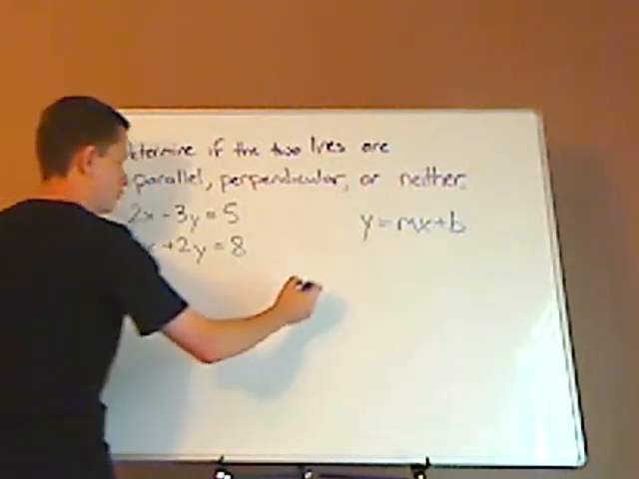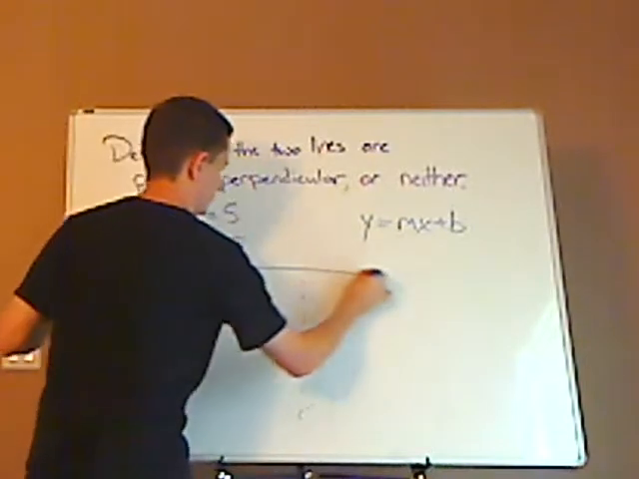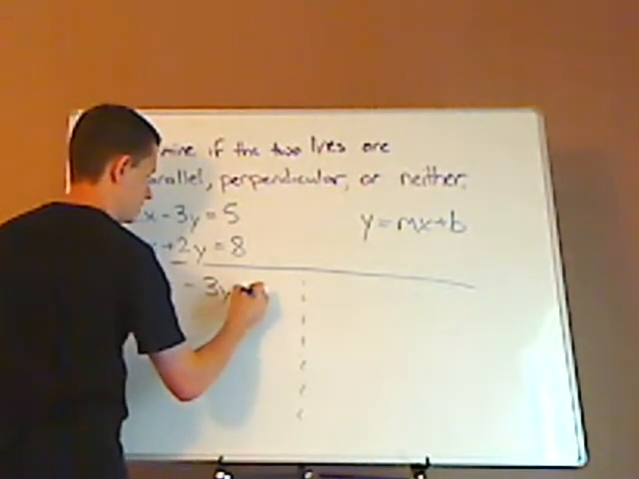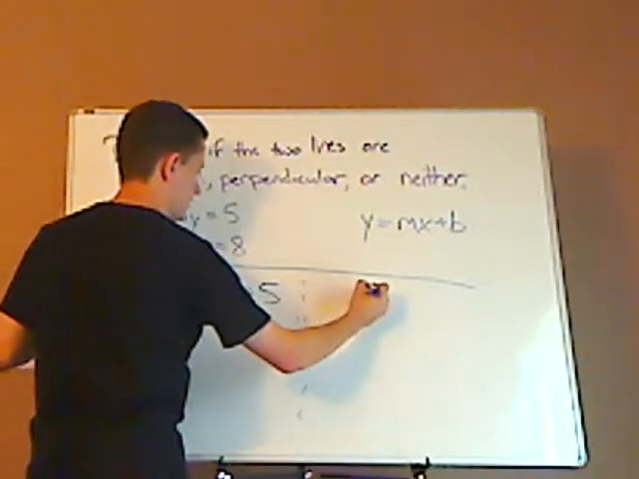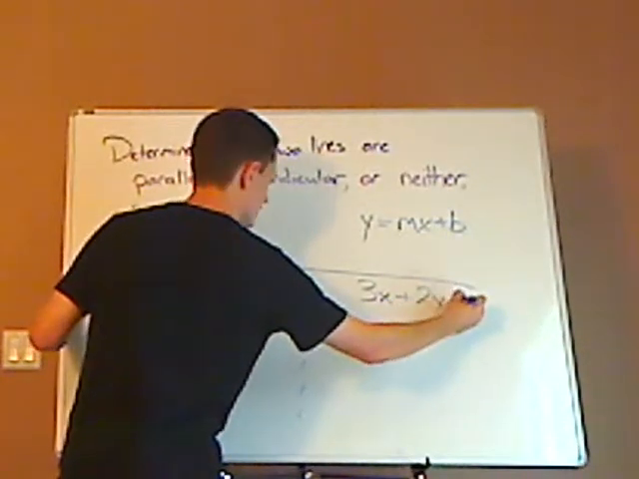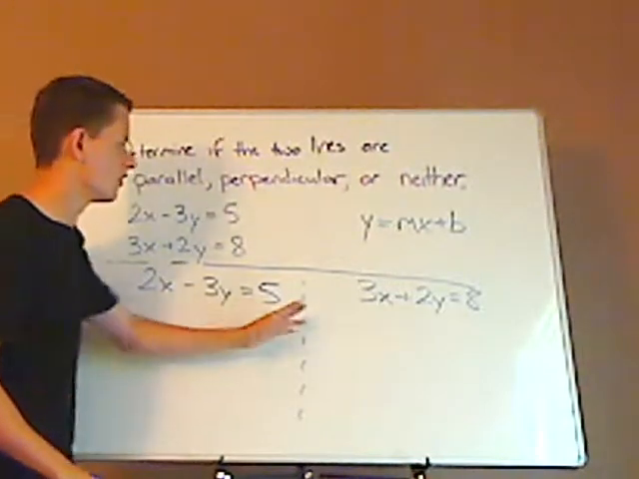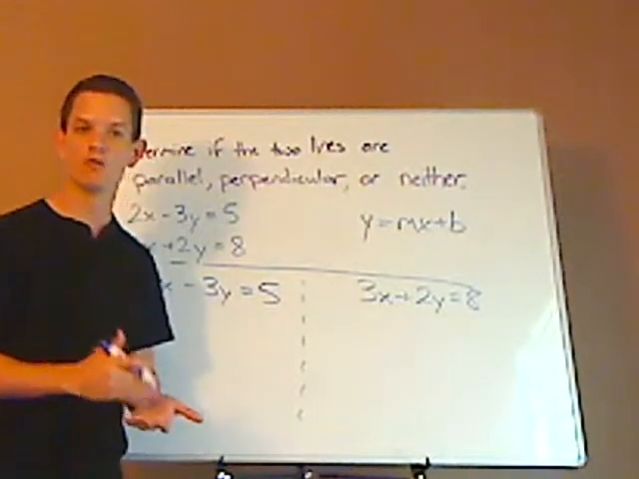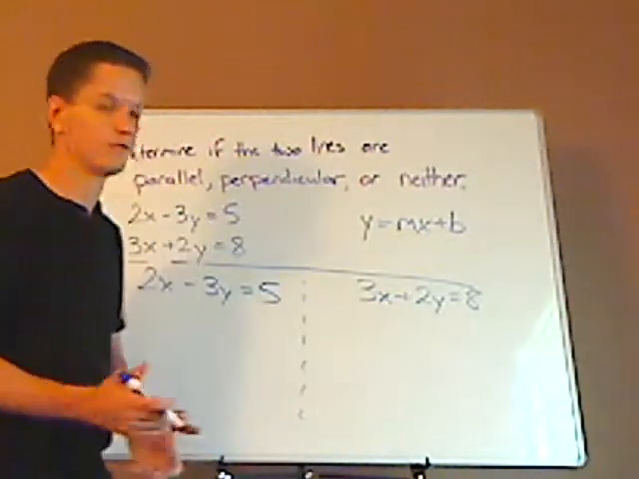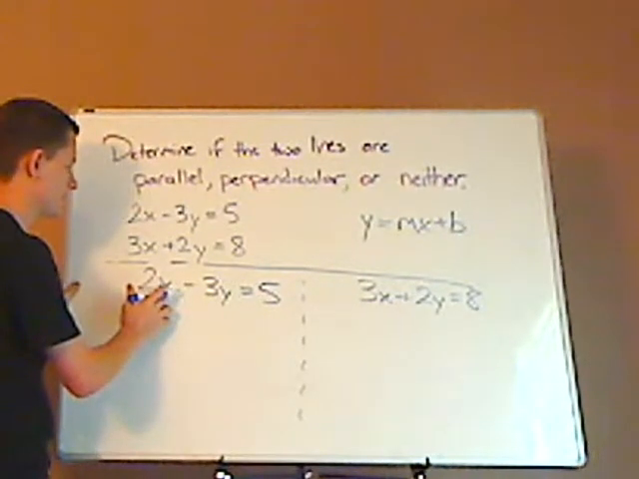So I'm going to take each one and isolate each one. So I have 2x minus 3y equals 5, and then over here, I'm going to put 3x plus 2y equals 8. So for each one, I'm going to solve for y. Because once I solve for y and simplify it, it's automatically going to be in slope-intercept form. So first I have to do the opposite.